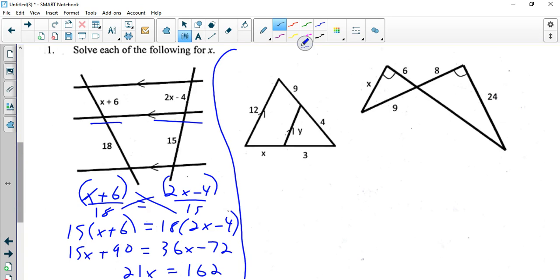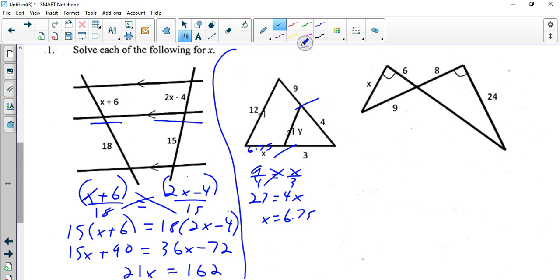Alright. I'm going to go for x first. I'm going to do my fractions right there. y is going to be a little more challenging, a little more work. So I'm going to do 9 over 4 equals x over 3. Cross multiply. 27 equals 4x. x is 6.75.